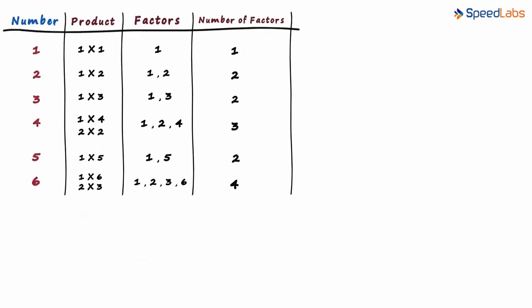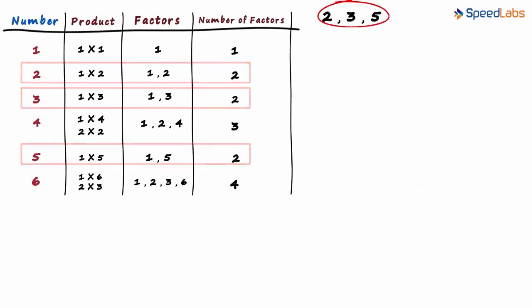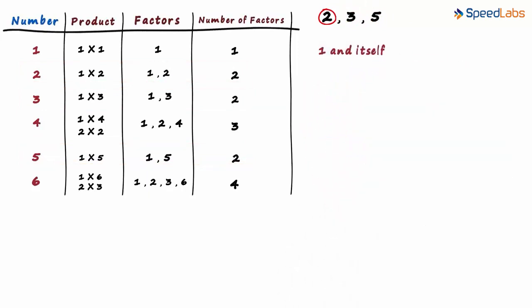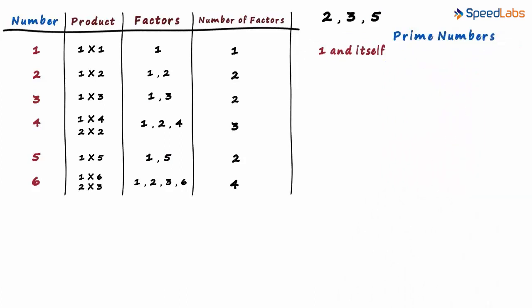Now look at the numbers 2, 3 and 5. All 3 of them have just 2 factors. 2 has 1 and itself as its factors. 3 also has 1 and itself as its factors, and 5 too has 1 and itself as its factors. Such numbers which have just 2 factors, 1 and itself, are called prime numbers. And we are just considering the first 6 natural numbers. If we consider all of them, there will be infinite prime numbers.